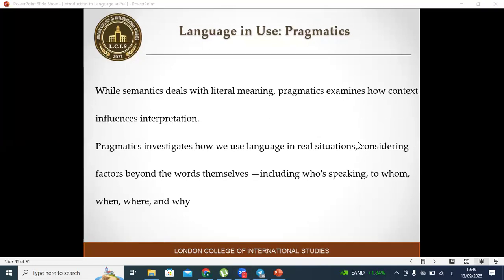Let's start the language in use: pragmatics, which means in Arabic علم المقام. While semantics deals with the literal meaning, pragmatics examines how context influences interpretation. Pragmatics investigates how we use language in real situations, considering factors beyond the words themselves, including who is speaking to whom, when, where, and why.